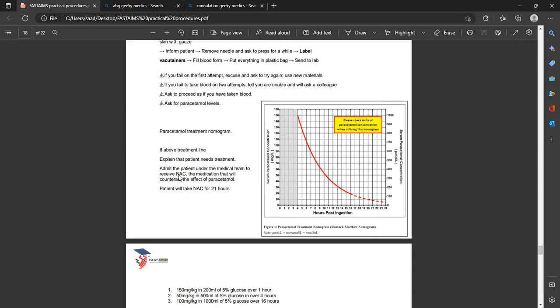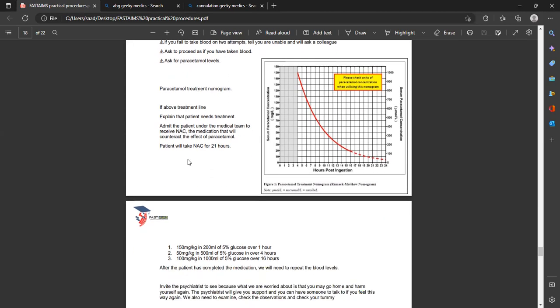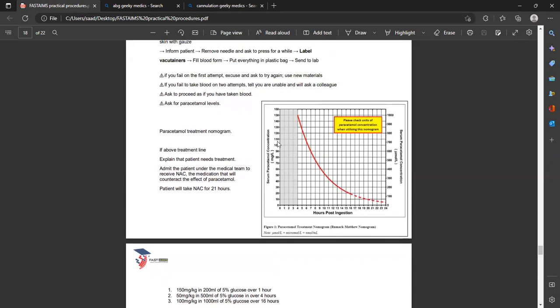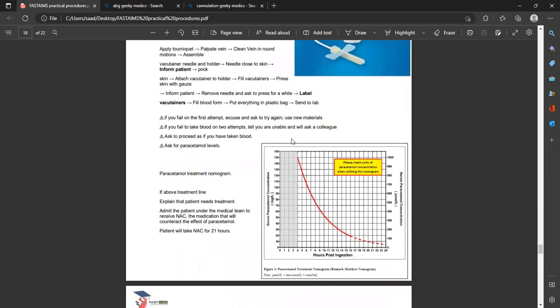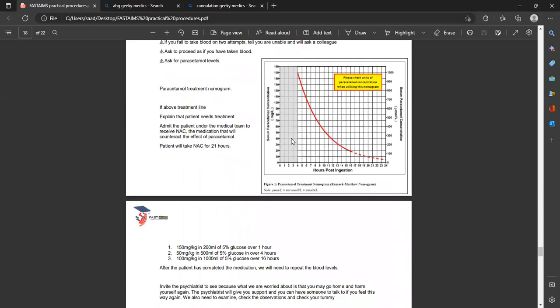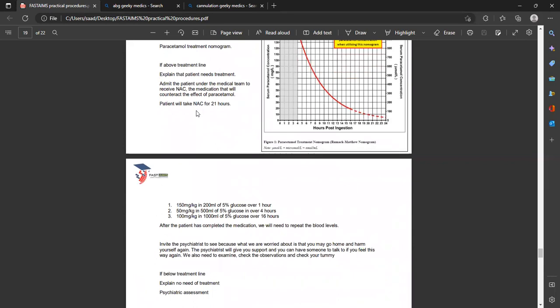Either it would be 94 or 84. Look at this. After 8 hours, it would be either below the line or above the treatment line. Okay, it would depend upon the situation. They alter each and every time. Now, you will have this nomogram inside the cubicle. Okay, you have taken the blood samples. If the paracetamol levels are above the treatment line, you are going to start treatment.